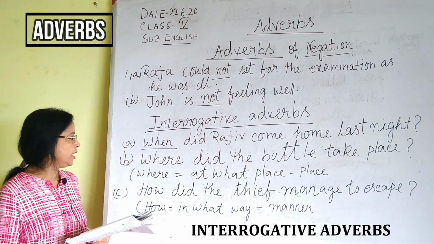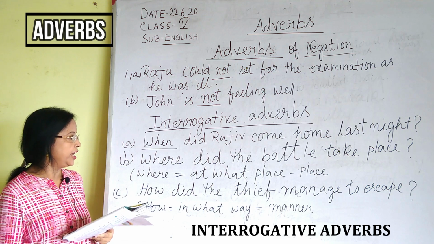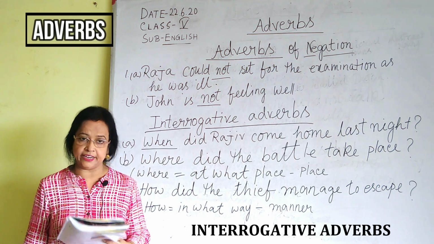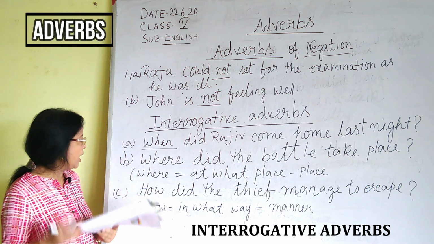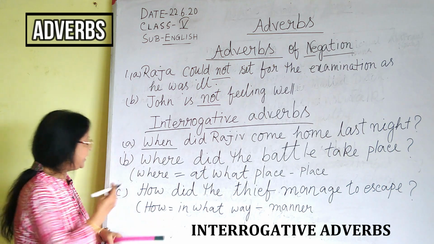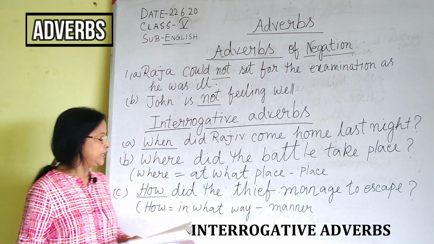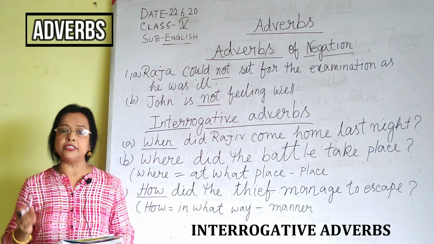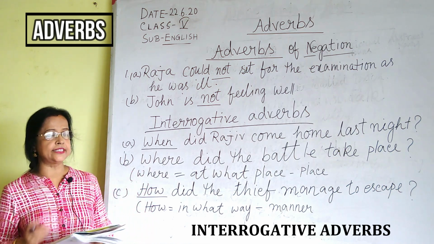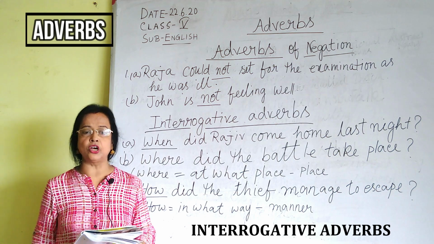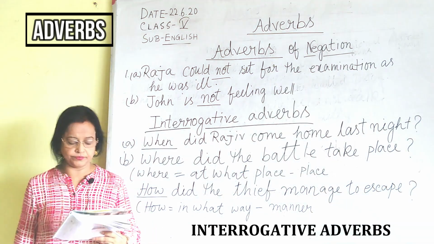Number 3. How did the thief manage to escape? Here how is an interrogative adverb and how is asking in what way. That is, how is an adverb of manner.